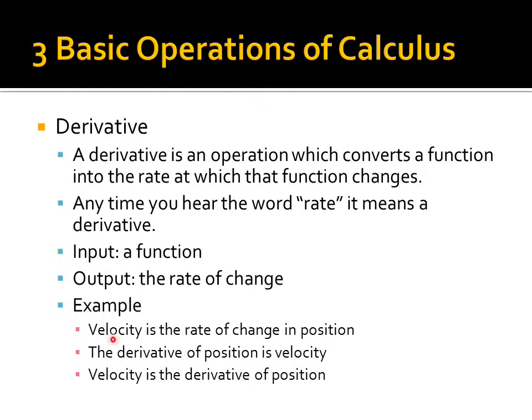Notice that the words velocity and position switched their order in this second statement, but the two statements absolutely mean the same thing. A third way to restate this is to say that velocity is the derivative of position. And once again, position and velocity switch locations in the sentence. All three of these sentences mean the same thing.